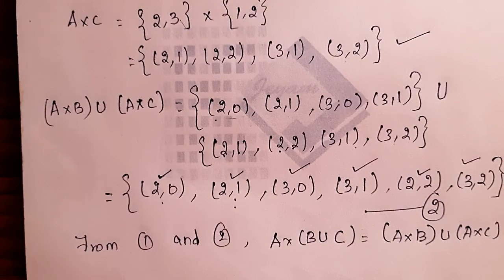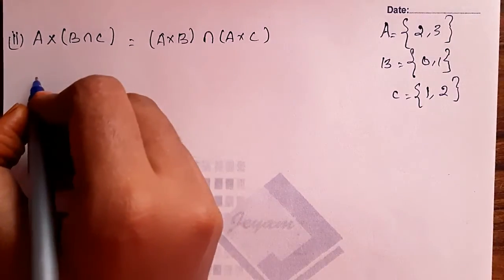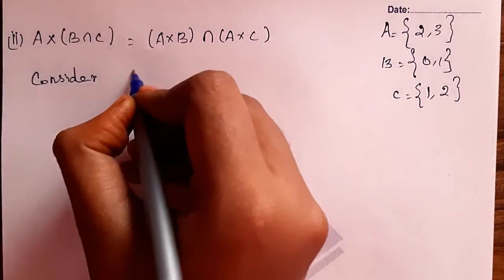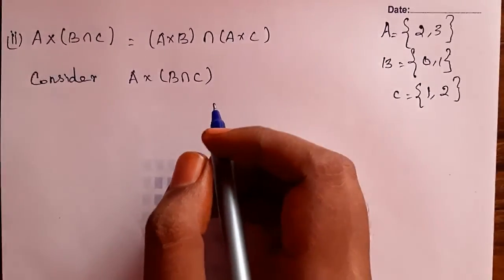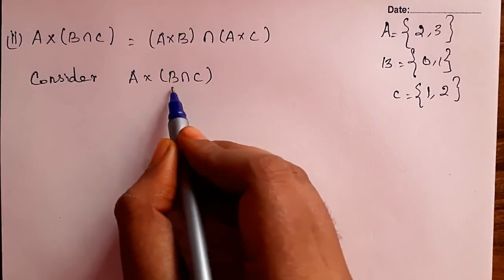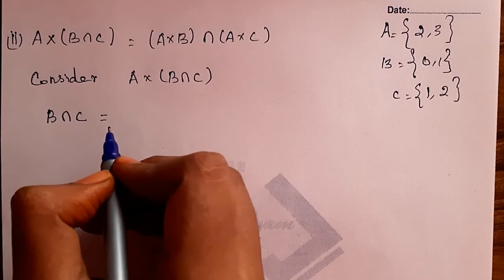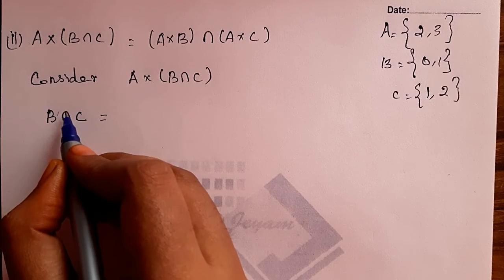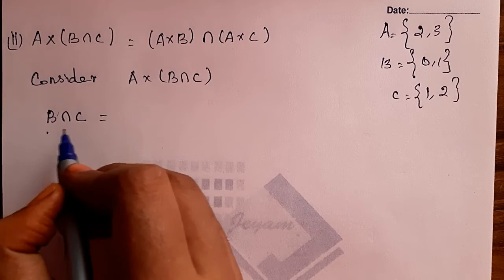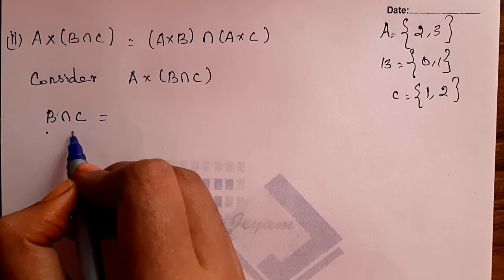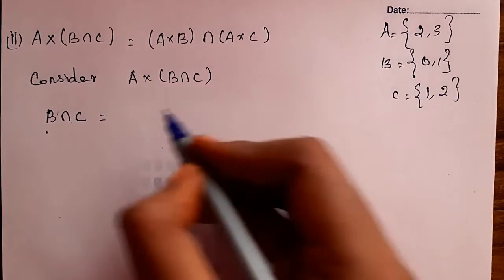Okay. Now we can go to the second part. Next part, same thing. First we can consider the LHS. Consider A cross (B intersection C). So first we can write the B intersection C. So what is B intersection C? You have to write it. What is the meaning of intersection? In intersection, you should collect the common from B and C. So intersection means common, don't forget. Union means all the elements. Intersection means common.